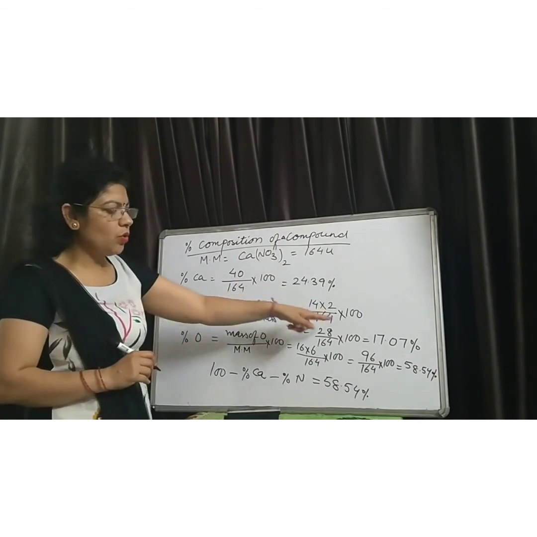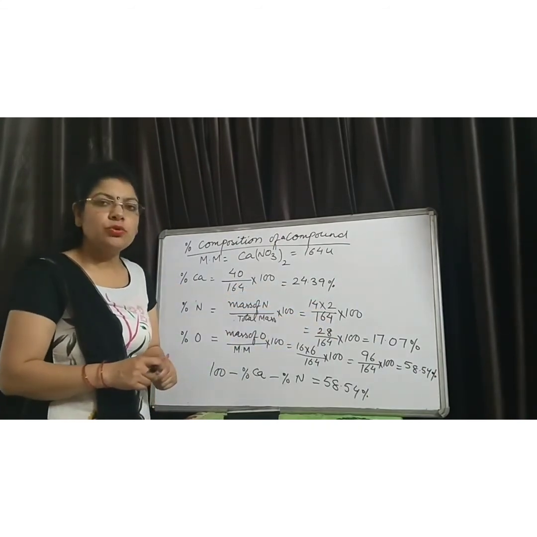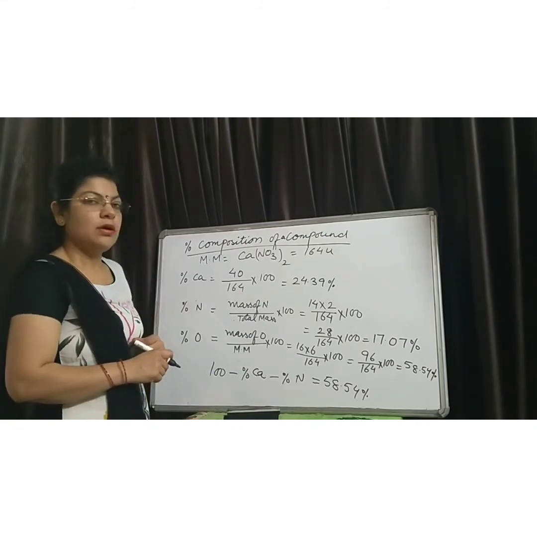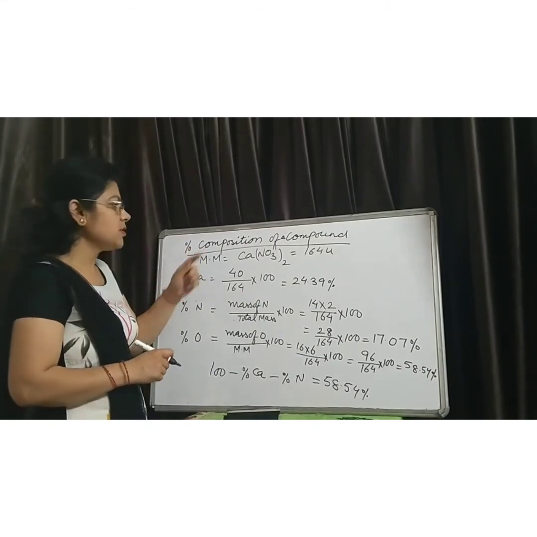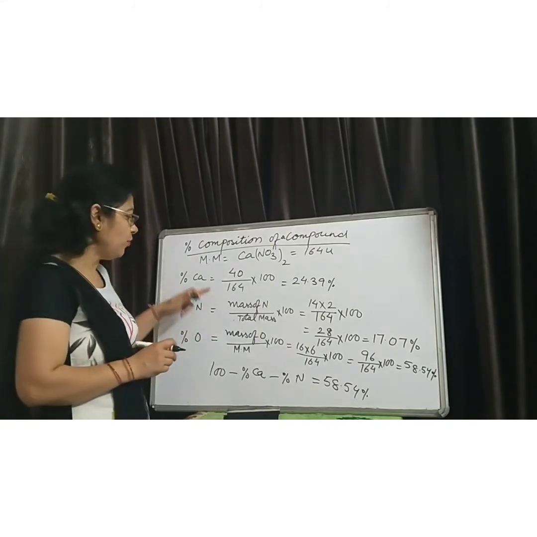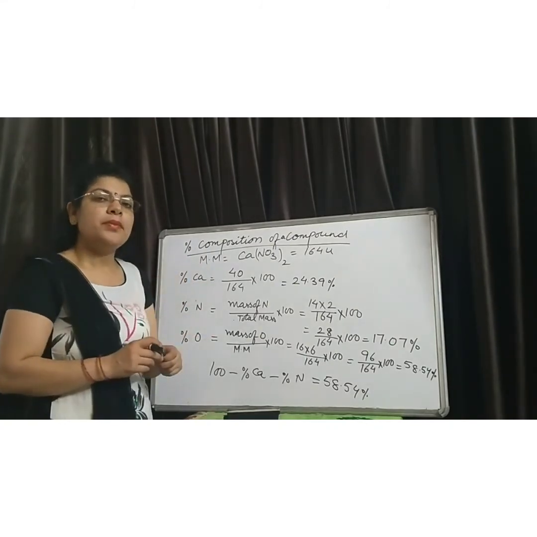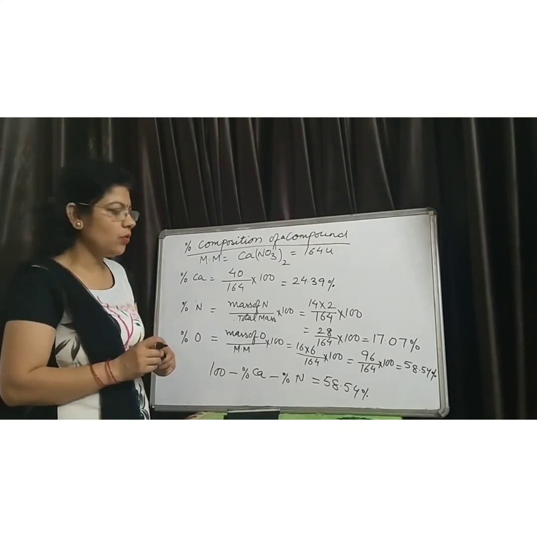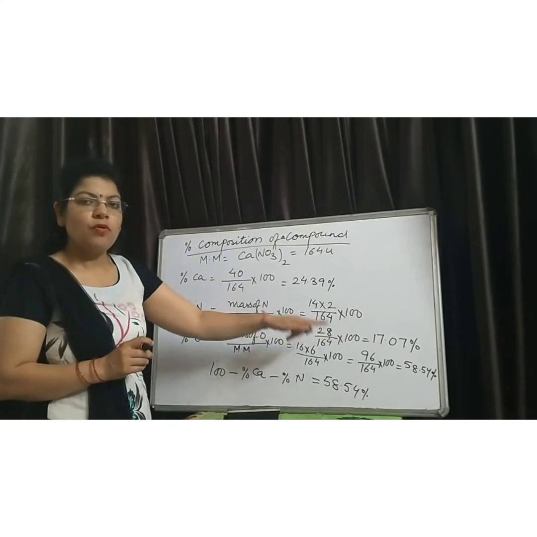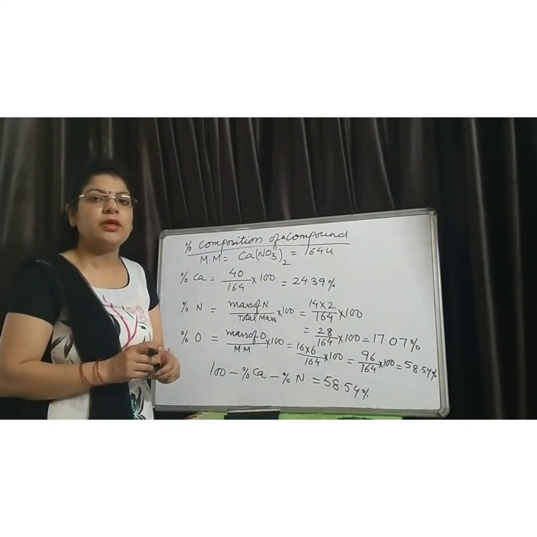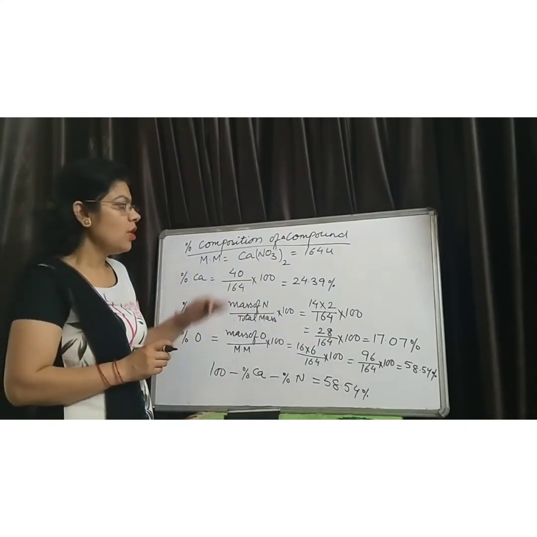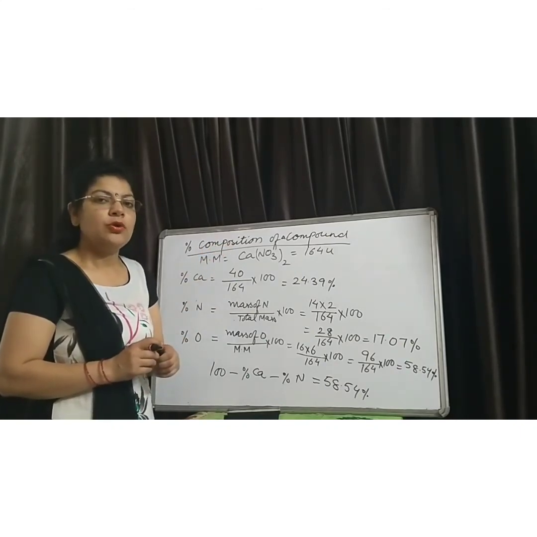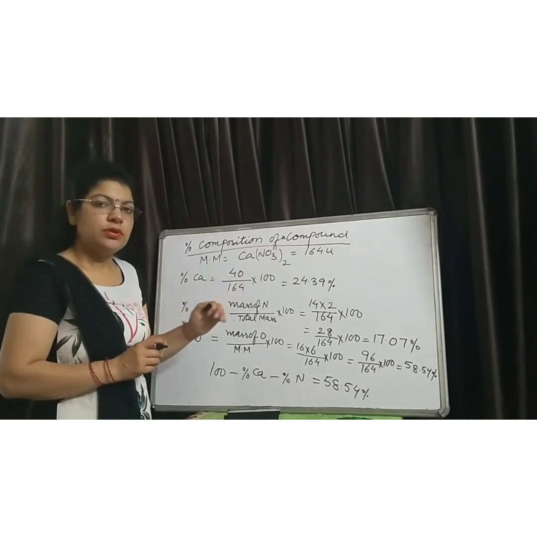The sum of all these percentage compositions should be approximately 100%, because we defined percentage composition as the relative mass of the element present in 100 parts of its mass. Therefore, the total percentage of all elements should be 100. This is all about the percentage composition. I hope you understood this concept.